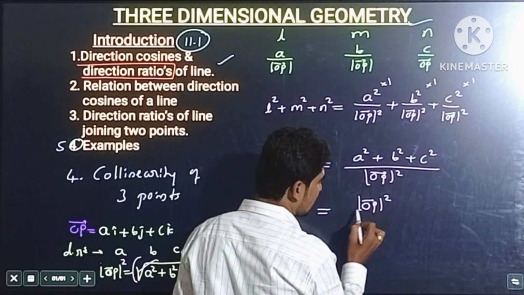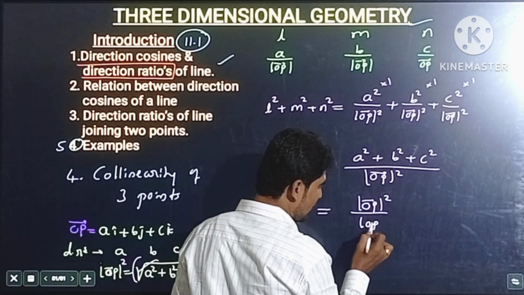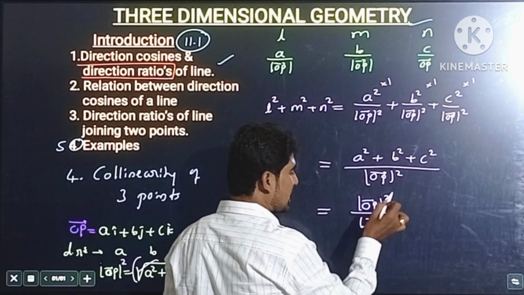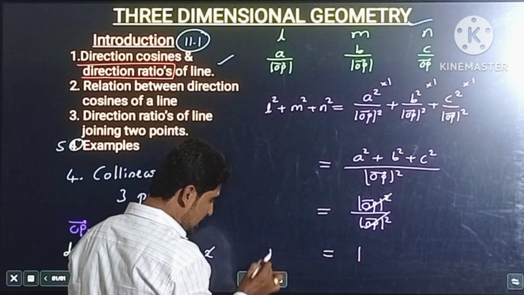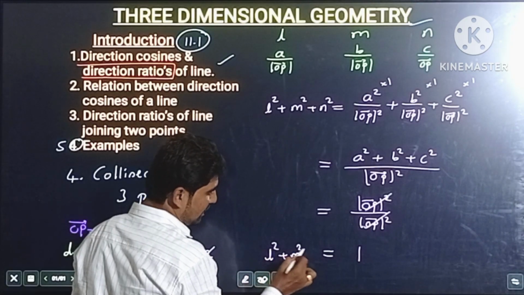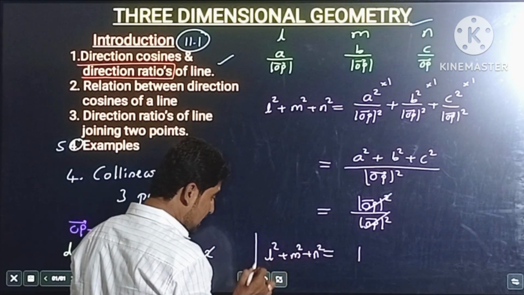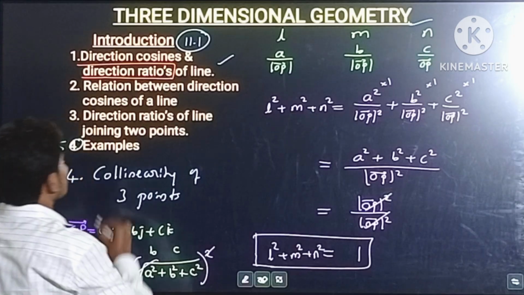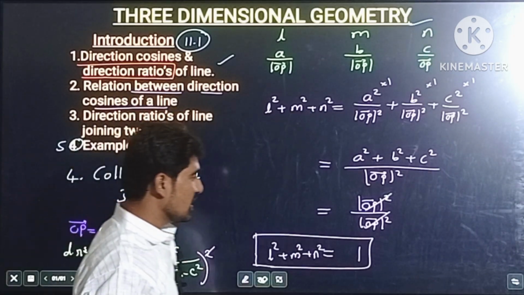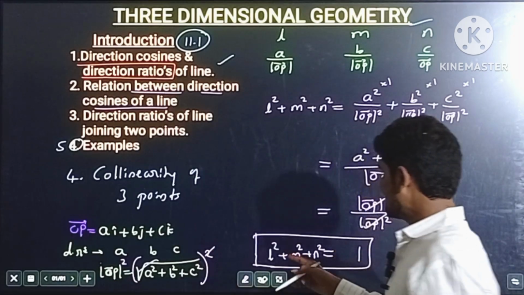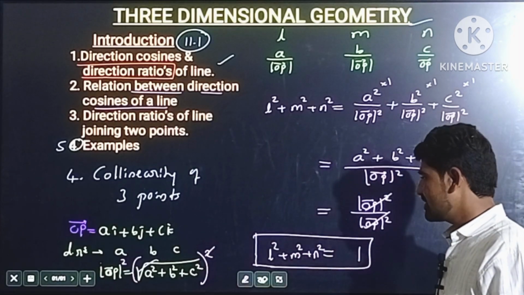Magnitude of OP vector square divided by magnitude of the OP vector square. So both get cancelled. Finally we got 1. The value of 1 is L square plus m square plus n square. And this is the second concept, relation between direction cosines of a line.